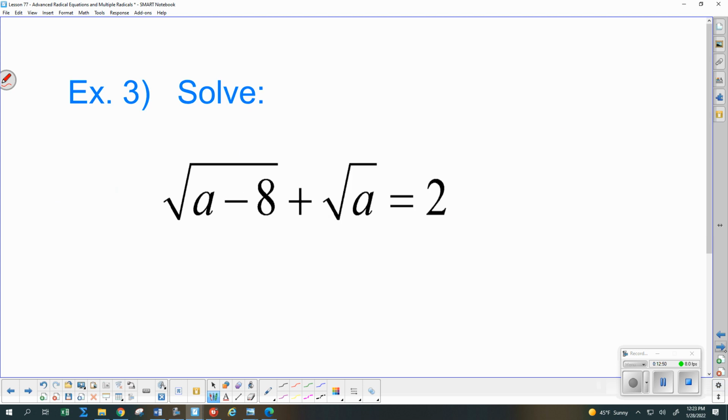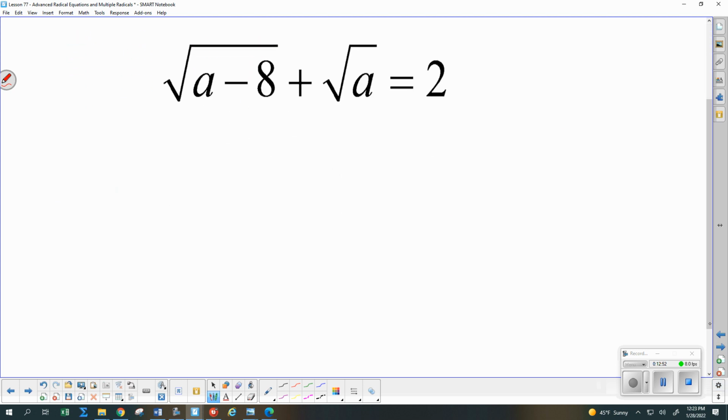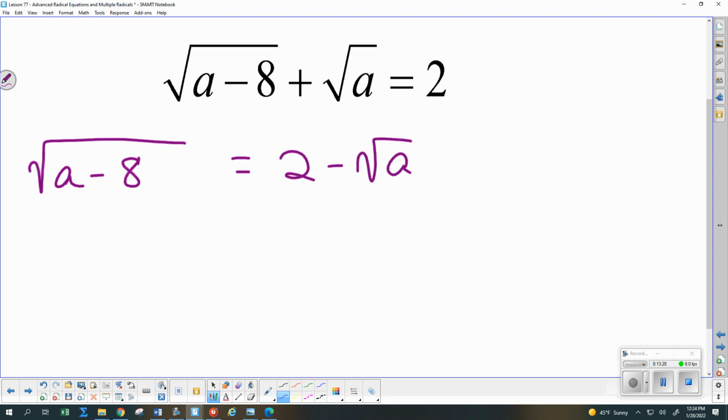Okay, one last example for the day. Once again, I need to start by getting a square root all by itself. So, Kit, which square root should I get by itself? I said get the longer one by itself, so which one's longer? So we're going to start with root a minus 8, because that's the one we want to get rid of first. So we've got a simple one at the end, just root a to deal with. So that means 2 minus root a.